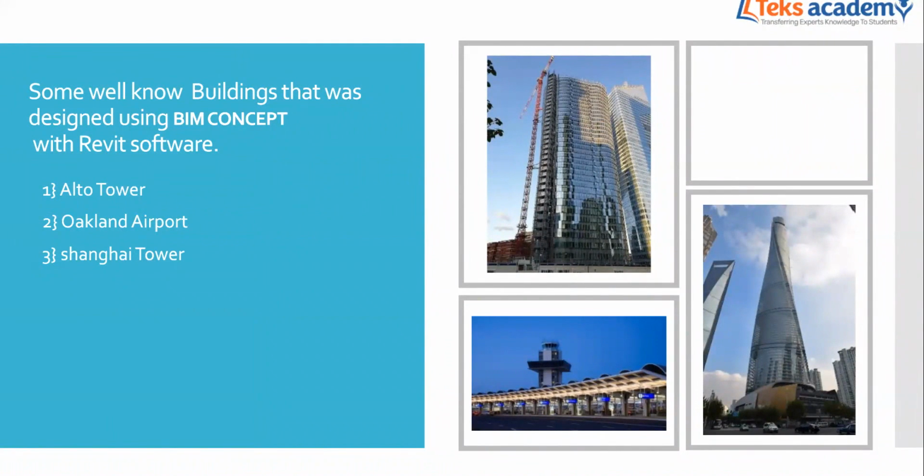Oak is California's fourth largest airport. Every year, 13 million passengers pass through its gates. So this concept is huge. These are the huge civil constructions being executed.